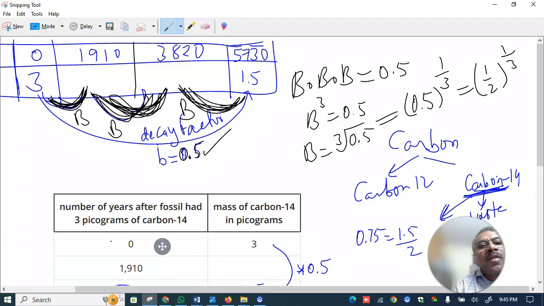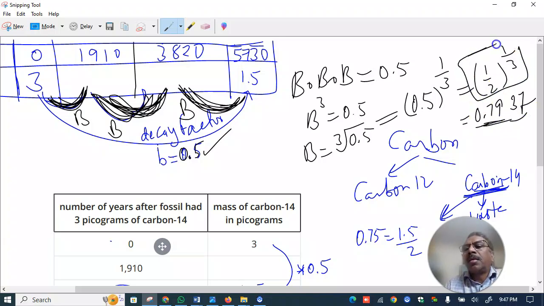That means after every 1910 years, if you put it on the calculator, you end up getting 0.79. So this also is the decay factor, in decimal form. This actually is 79.37% stays, which means you lose about 21%. So that's about understanding and completing the table.